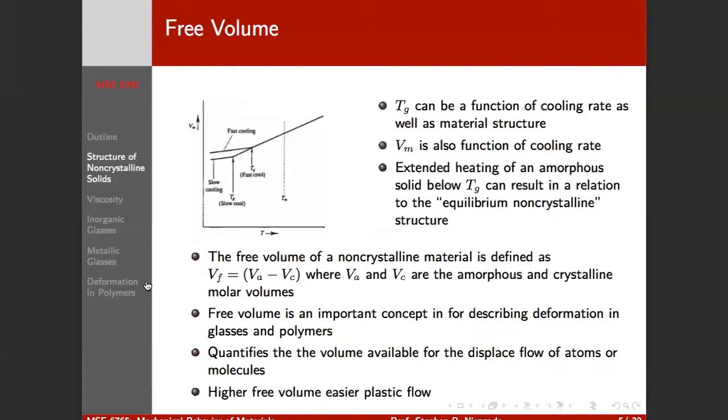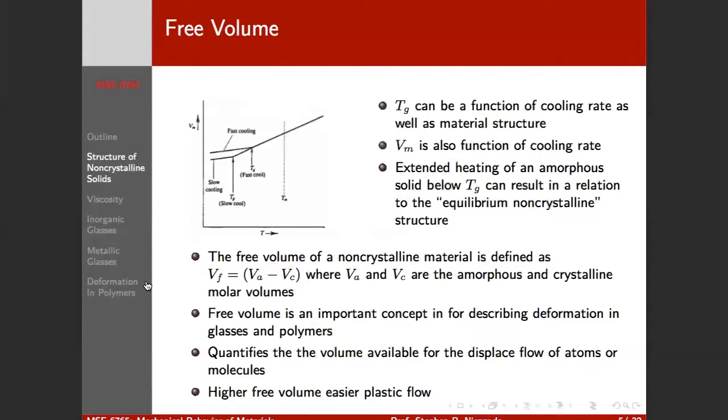But for amorphous materials, it's going to be free volume. And it quantifies the local space available for the displacive flow of molecules. So obviously, the higher the free volume, the easier our plastic flow is going to be.